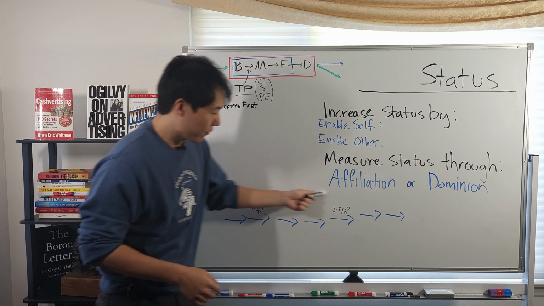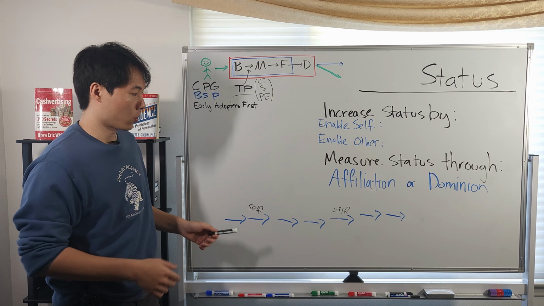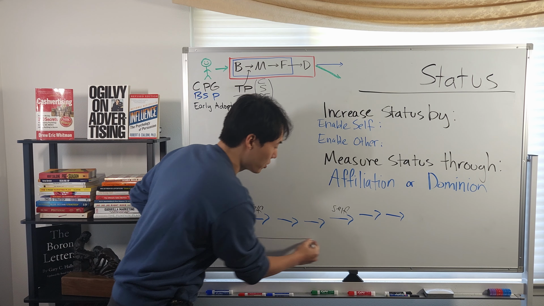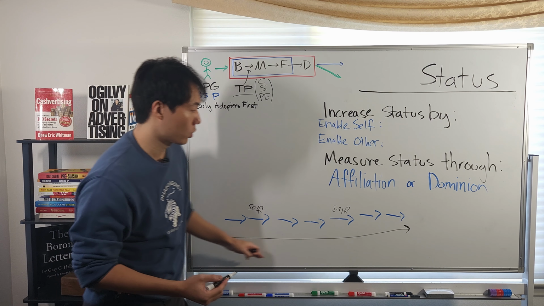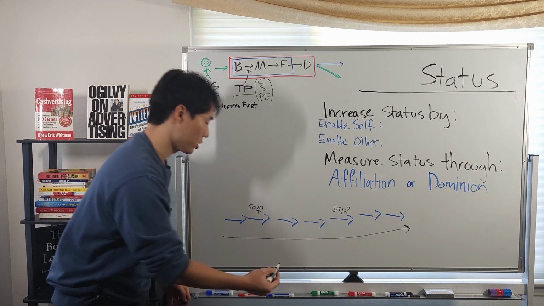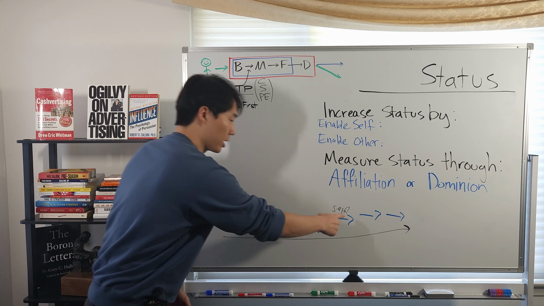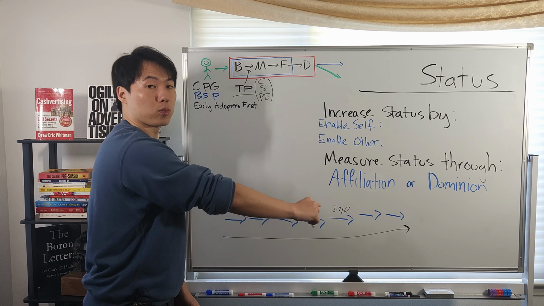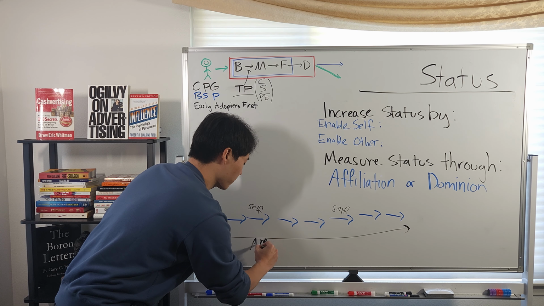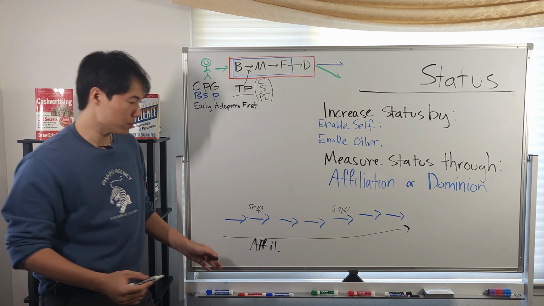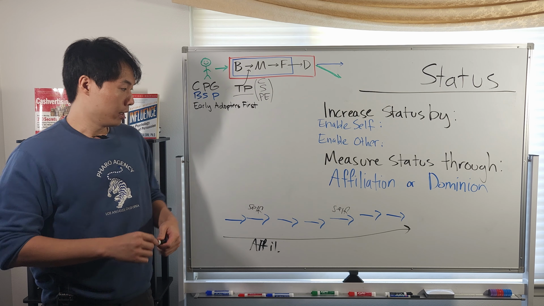And after the entire thing, or during the entire thing, do they believe they're headed towards affiliation or that they're headed towards dominion? So this could be enabling self, enabling self, enabling self, but throughout this process, they truly believe that it's going to lead to affiliation. I hope you get the idea.